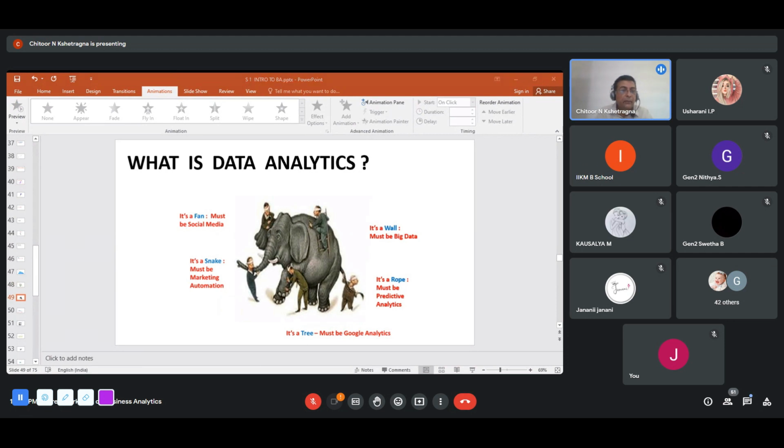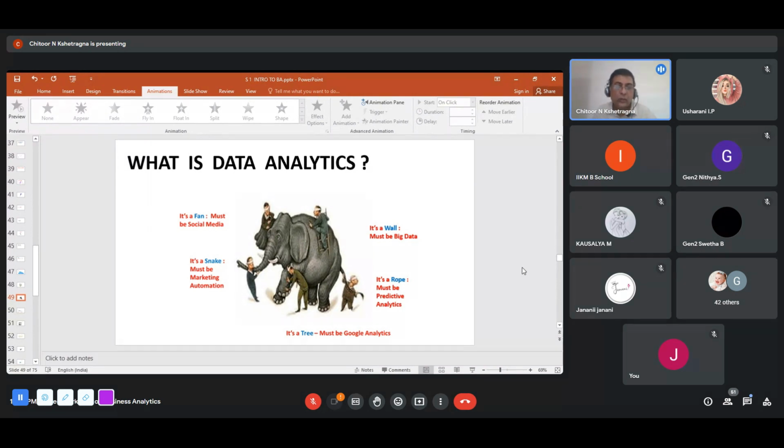It's like five blind men trying to size up what an elephant looks like. Some would come back and say, oh yeah, it's social media, must be big data, must be predictive analytics, must be marketing automation, must be Google Analytics. So which is right, which is wrong? Everything is right. When you use all of the tools, all of the mechanisms, a whole lot of variance, all of this is part of data analytics. Analyzing social media, looking at big data, doing some prediction, doing some marketing automation.